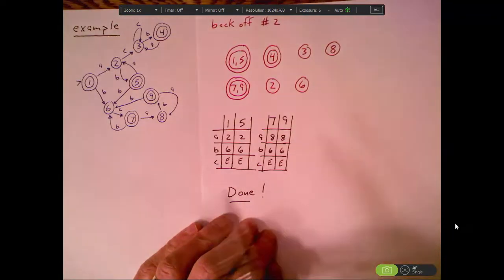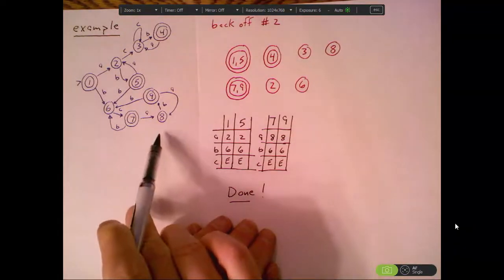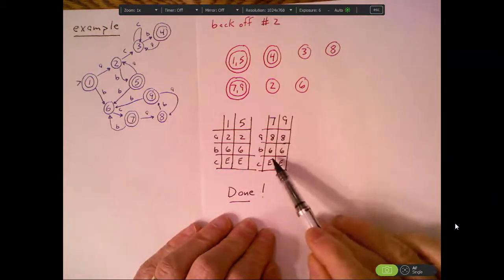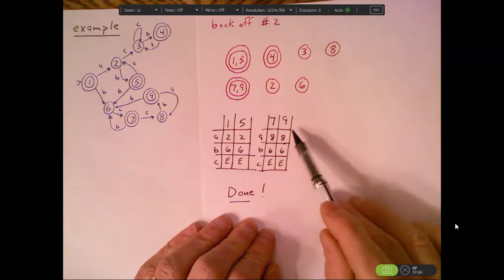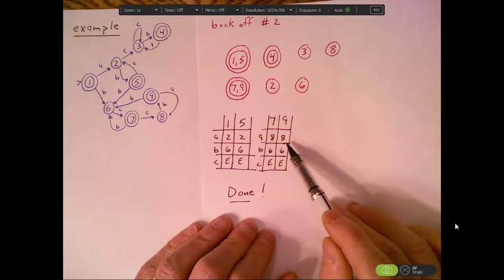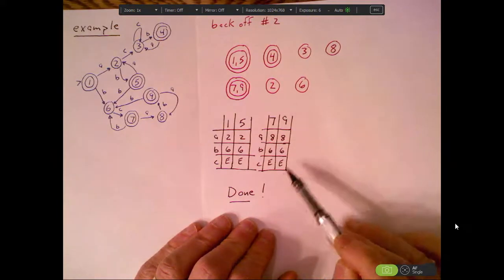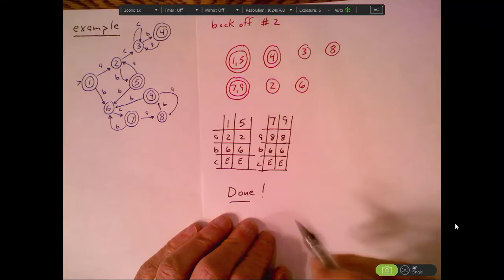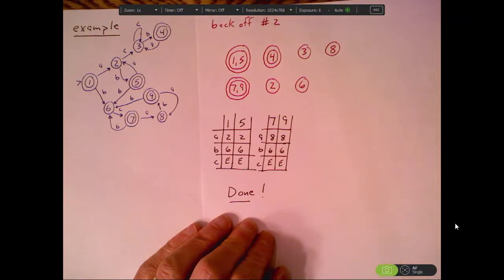7 and 9, 7 on an A goes to 8. 7 on a B goes to 6. Again, 8 and 6 have been split off, so I'll just call them by themselves. And state 9 has the same behavior, actually. On A it goes to 8. On B it goes to 6. So in fact, this works. Those two sets of states can be kept together. And since we don't need to do any splitting, we don't need to do any more checking. And in fact, we've found the minimal machine.